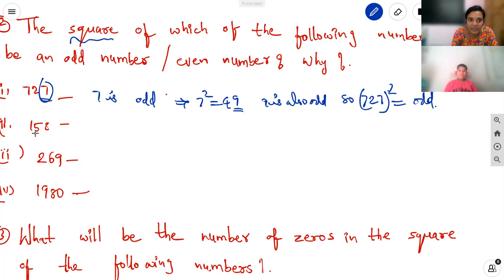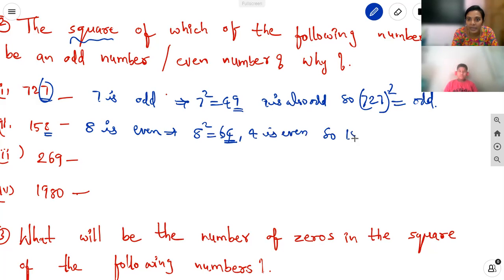Just you can see the second one. 158. 8 is even. So 8 square equal to 64. In this, 4 is also even. So 158 whole square is an even number. Why? Because the ones place value is 4. 4 is an even number, so the whole number is even. We are just concentrating on the number in the place of ones. If it is odd, the whole number is odd. If it is even, the whole number is even.